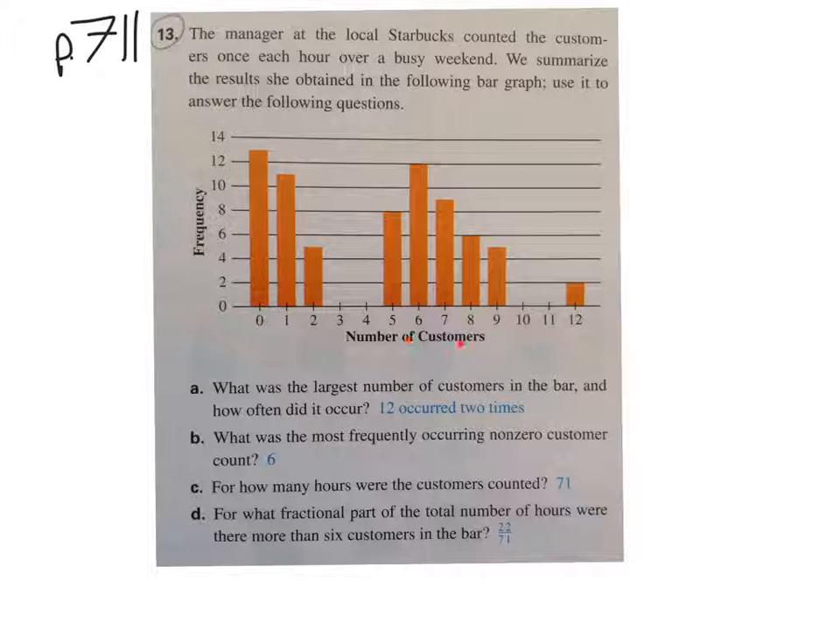We have the number of customers down here, so 0 customers, 1, 2, 3, etc. And the heights of the bars are the frequencies, meaning how many times she counted that. So for example, there are 2 customers in Starbucks a total of 5 different times. So 5 times she went out, like on the hour or whatever, to count how many people were there, and 5 different times she counted 2 customers. Notice 3 and 4, she never counted 3 customers or 4 customers because the height is 0 here. Same thing with 10 and 11.